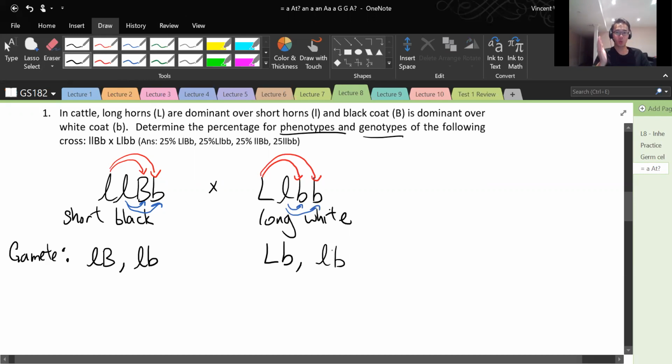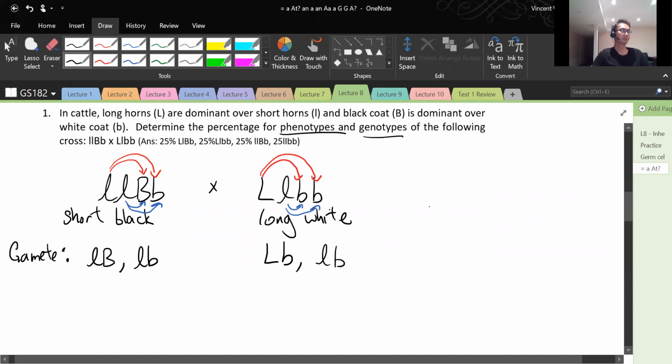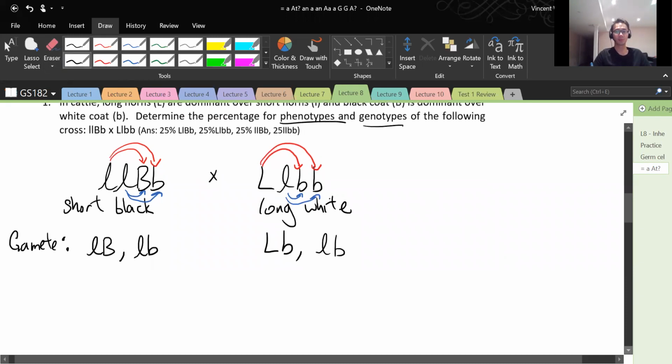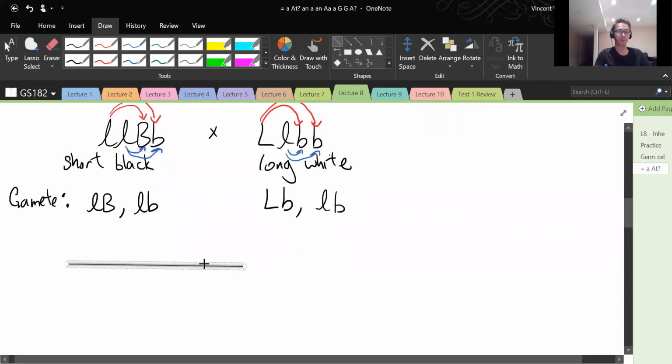Does anybody have any question about how I got those gametes? You have to know how to write gametes. Otherwise, you can't solve the problem. Wonderful. So now we do the Punnett square. Do the Punnett square here.